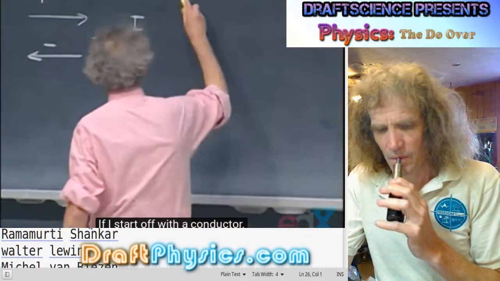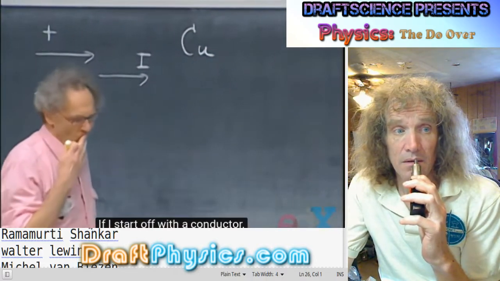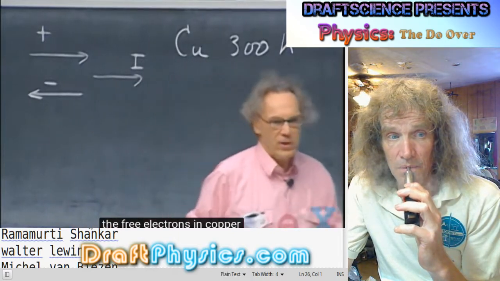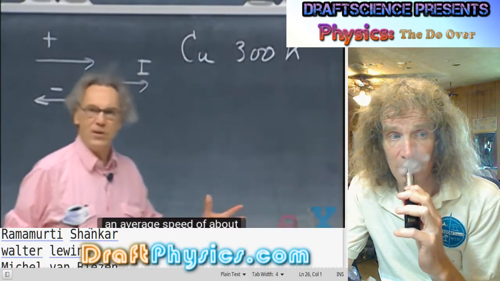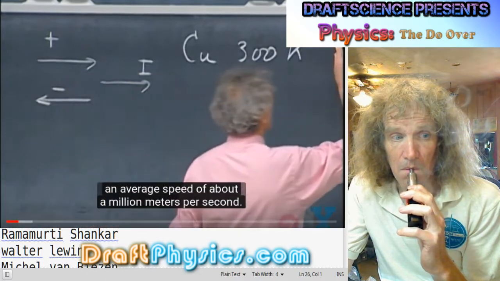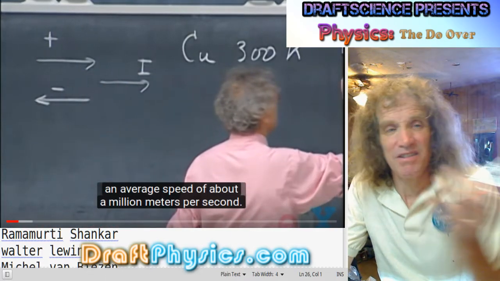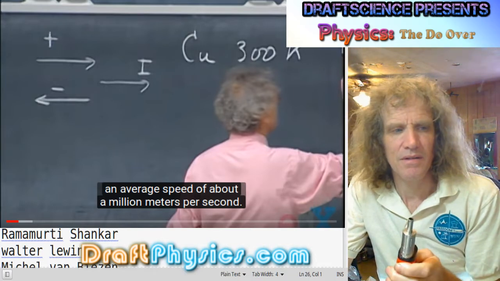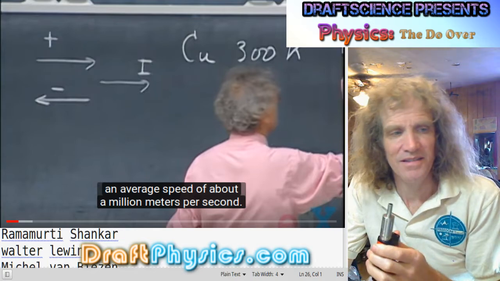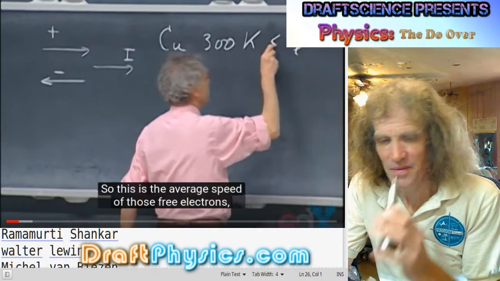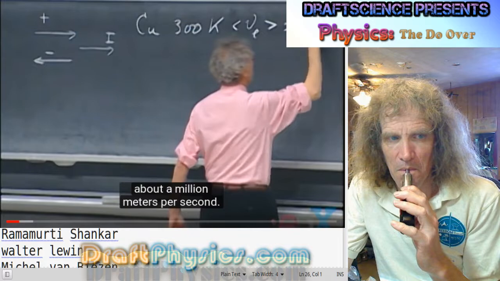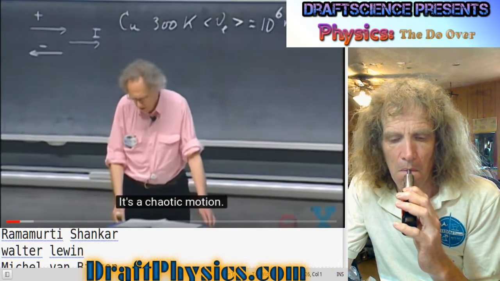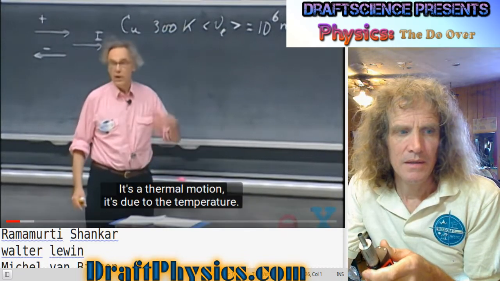If I start off with a conductor, for instance copper, at room temperature, 300 degrees Kelvin, the free electrons in copper have an average speed of about 1,000,000 meters per second. Alright, so these are just pulled out of any place. Numbers, they don't measure the speed of electrons. So this is the average speed of those free electrons, about 1 million meters per second. It is in all directions. It's a chaotic motion.